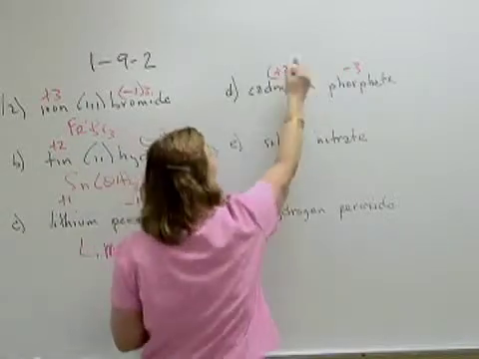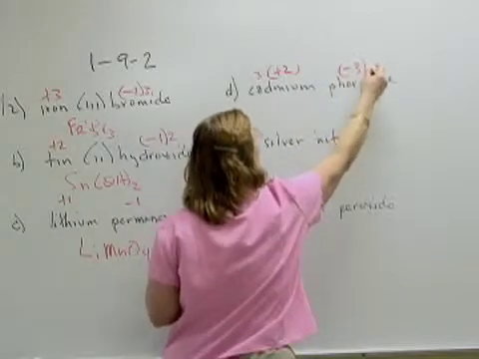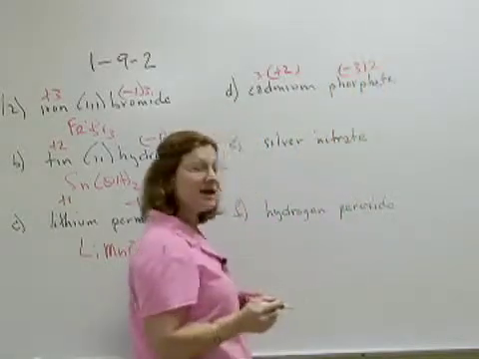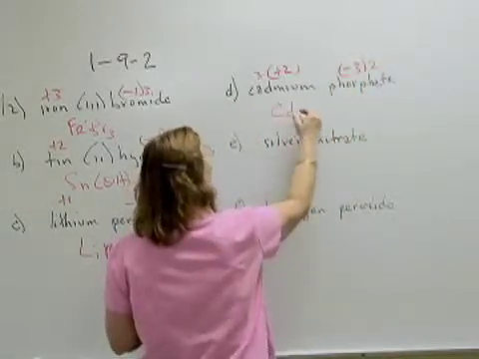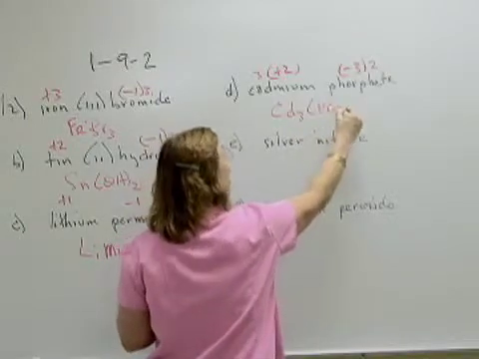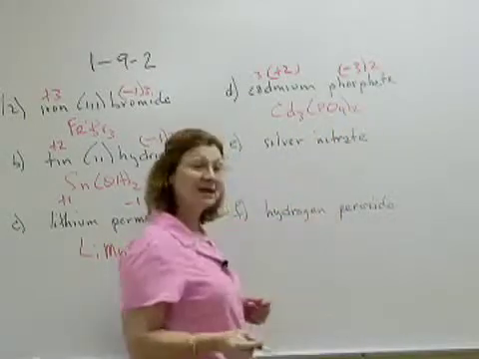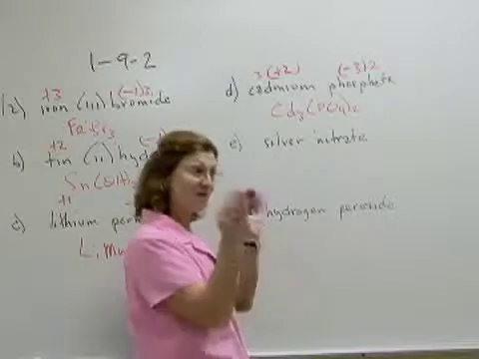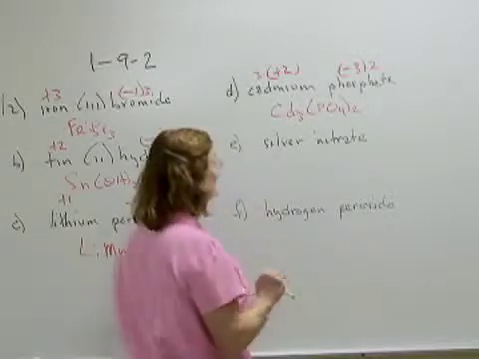So the common multiple between 2 and 3 is 6. Therefore, I must have 3 cadmiums and 2 phosphates. And because I have more than 1 phosphate, they must be set off in parentheses.